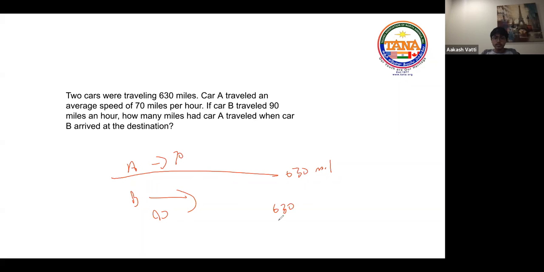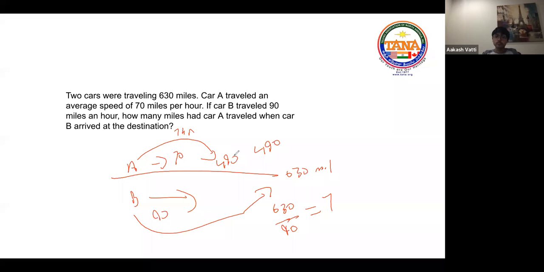You do 630 over 90 to figure out how long it takes to go from here to here, and that would be 7 hours. Then you multiply 7 by 70 to get 490, because that's how far car A would have gone in 7 hours. In 7 hours, you go 490 miles. So the answer is 490.